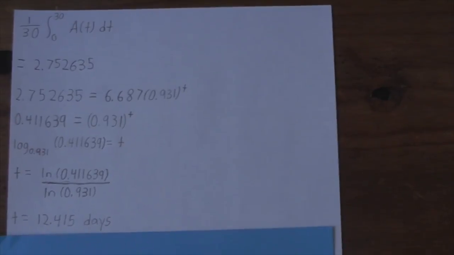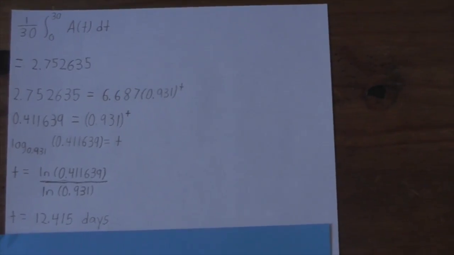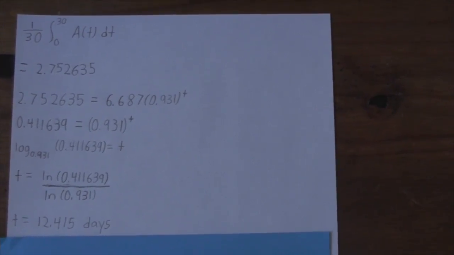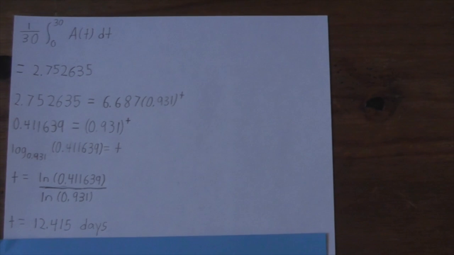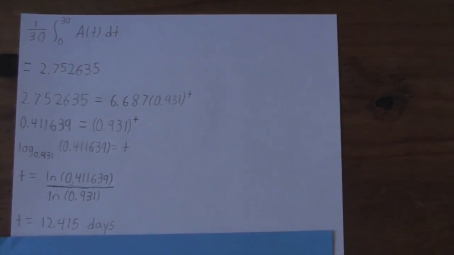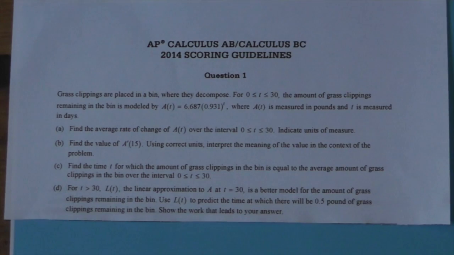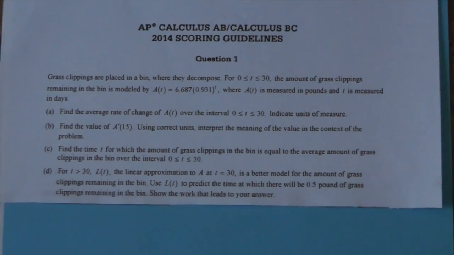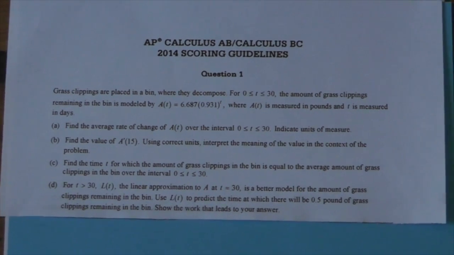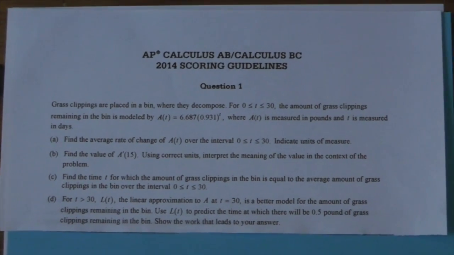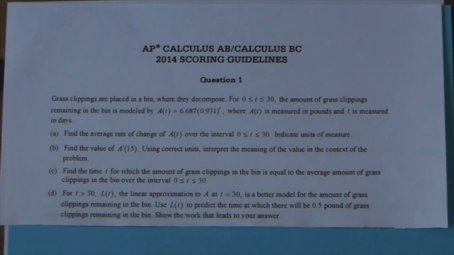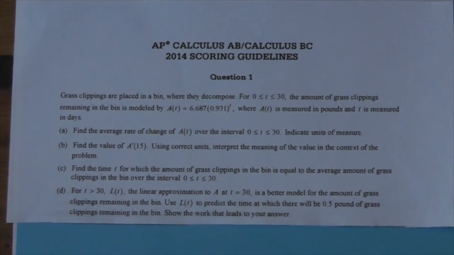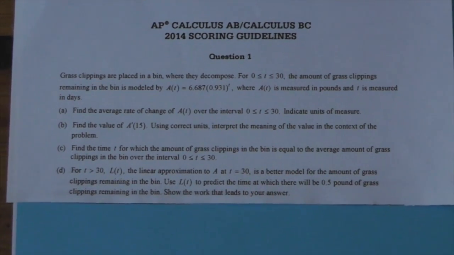In this part, test takers receive 1 point for setting up the expression 1 over 30 times the integral from 30 to 0 of a of t dt, and 1 point for evaluating the expression correctly. The fourth and final part of this question states that for values of t greater than 30, the amount of clippings is modeled by the function L of t, which is the linear approximation of a at t equals 30. It then asks us to find the value of t where there will be 0.5 pounds of grass clippings.